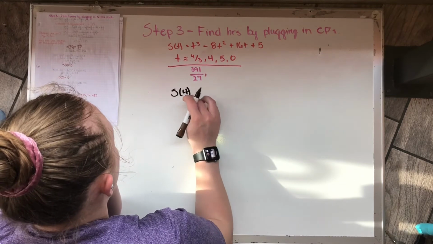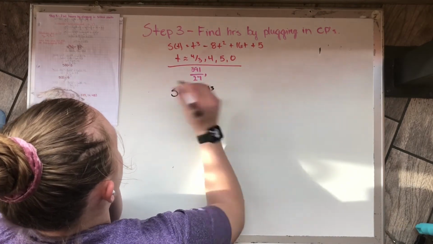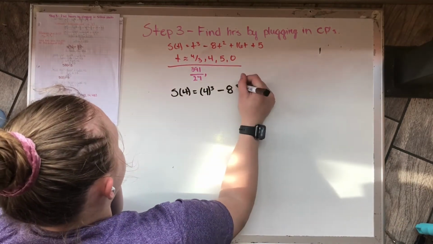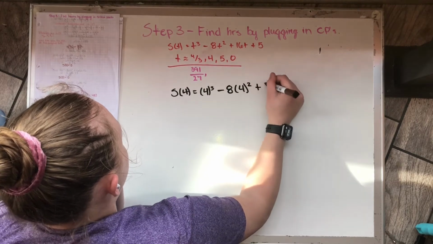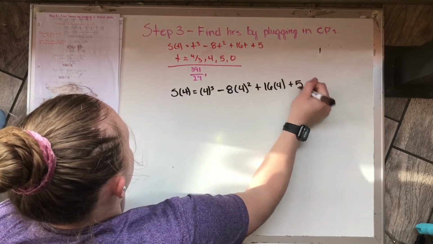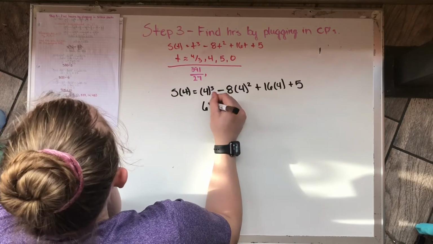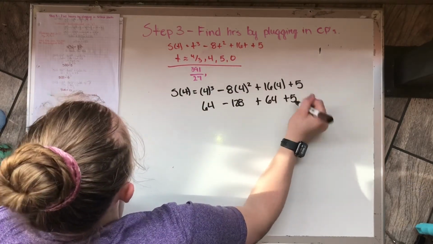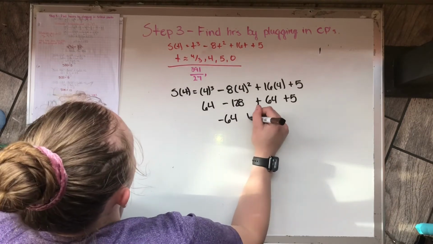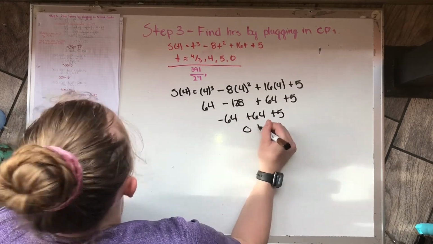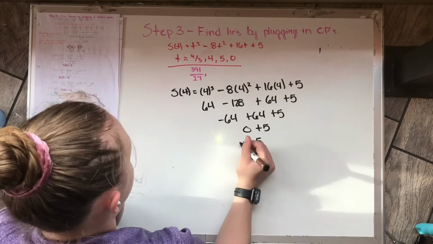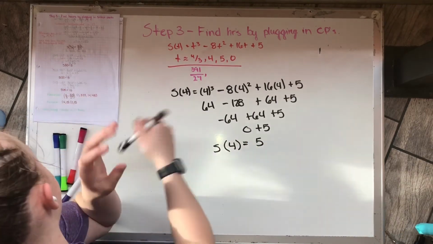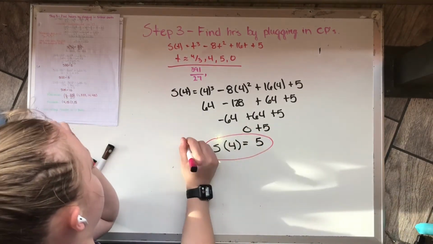The second value I'm going to put in is 4. And we will have 4 cubed minus 8 times 4 squared plus 16 times 4 plus 5. And we will, at the end, get S(4) is equal to 5. It's all about simplifying and using PEMDAS. This is our second value.